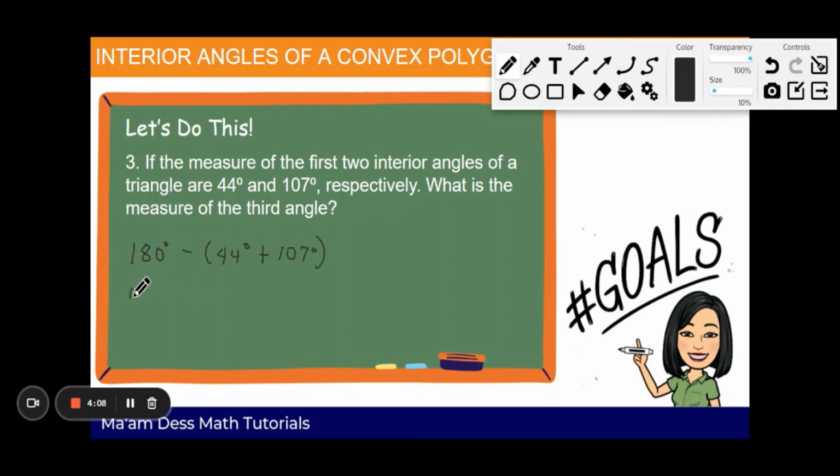Okay, so bring down 180 degrees, get the total of 44 and 107. So we will have 151 degrees. And then subtract it now. So our answer is 29 degrees. And this 29 degrees is our third angle. Okay. So again, 29 degrees is our third angle.